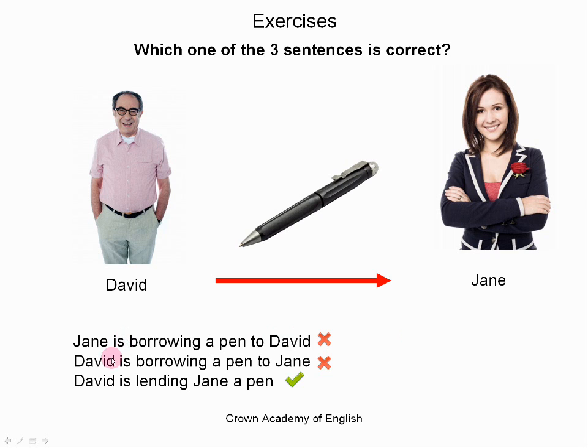And the second one, David is borrowing a pen to Jane. Well, no, that is wrong. David is not borrowing something. He is lending a pen to Jane. So David is lending a pen to Jane would be correct.